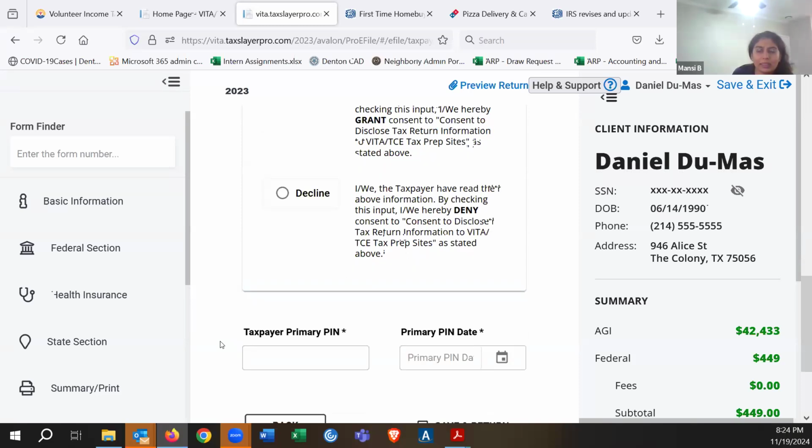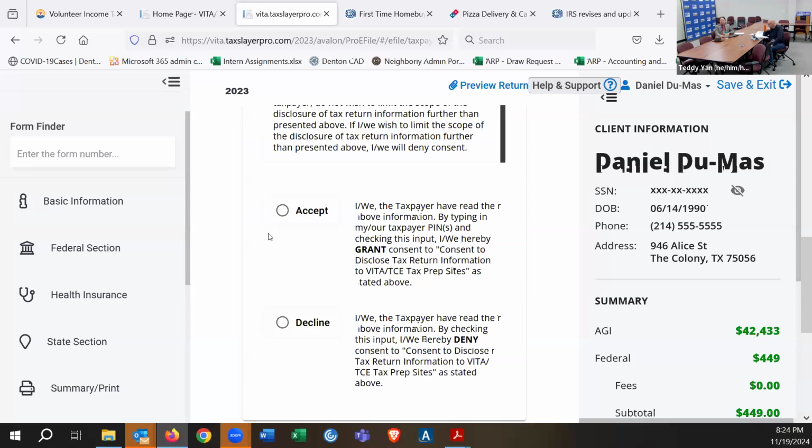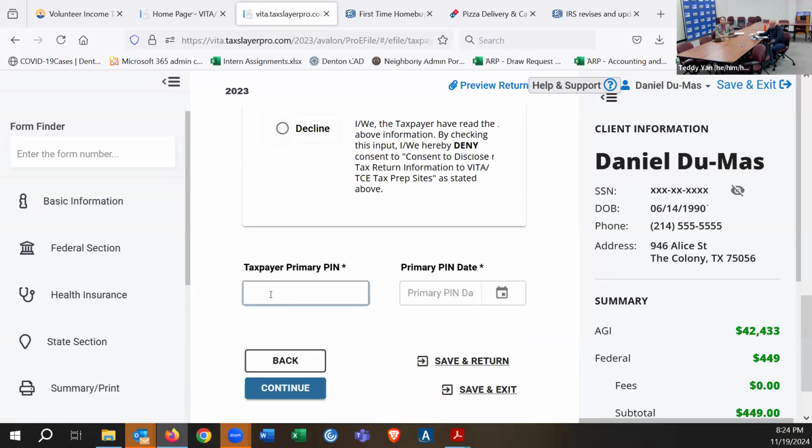What's the primary PIN in this case? The privacy PIN: if someone declines, then they don't have to enter the privacy PIN or the primary PIN at all. But if they accept, then technically the taxpayer and the spouse have to provide a 5-digit PIN number of their choice. We just put in the zip code. You can certainly do that.